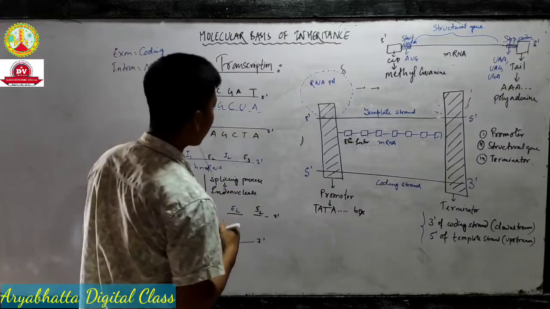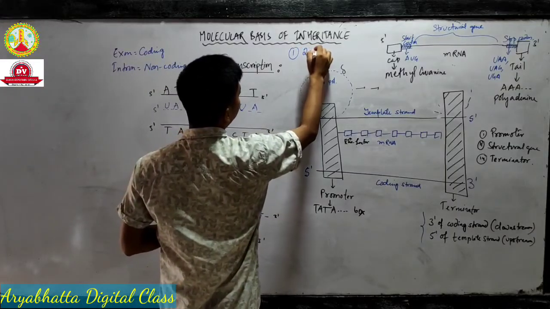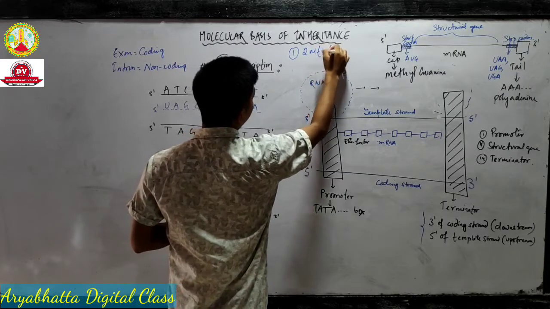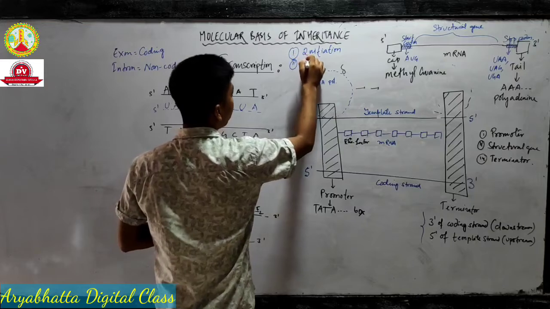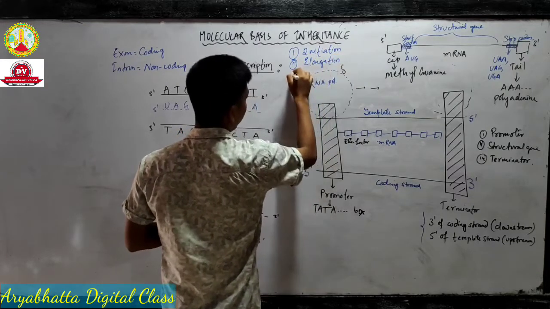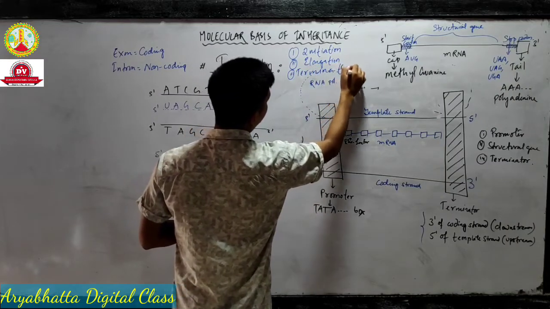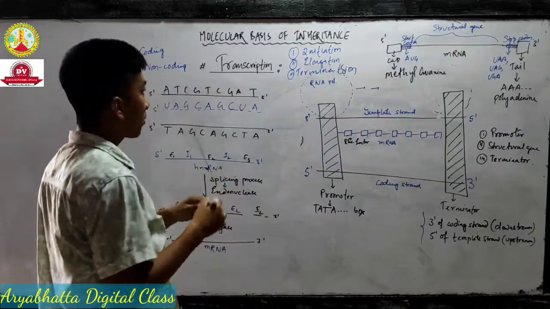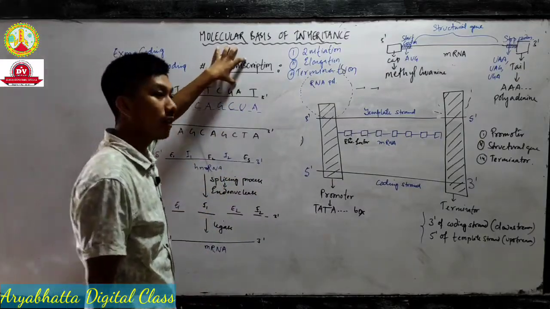Okay. So the process is completed in 3 steps. Number 1 is initiation. You write it on your own. Step 2, elongation. And step 3, termination. So your notes should be with respect to the diagram. The diagram is important.